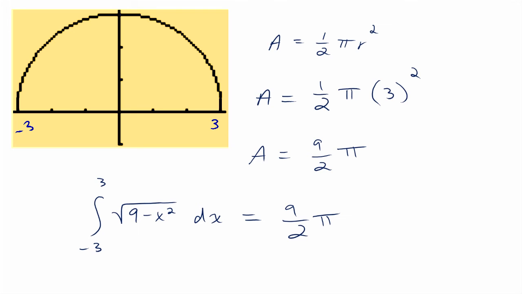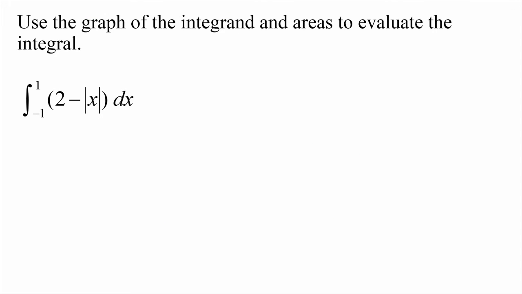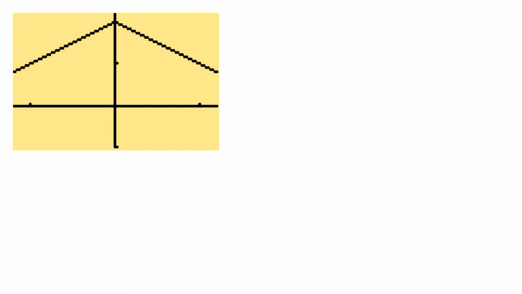Let's try another. Use the graph of the integrand and areas to evaluate the integral. Our definite integral is from -1 to 1, 2 minus the absolute value of x dx. So again, let's first take a look at the graph of 2 minus absolute value of x. Here's the graph of our function, and we want to find the area from x equals -1 to x equals +1 under this function. So we're finding the area from here to here.